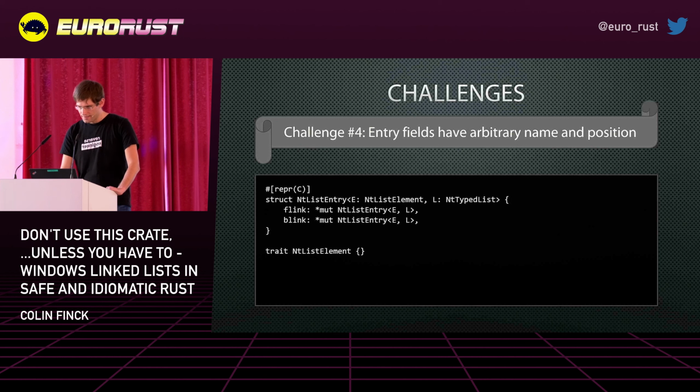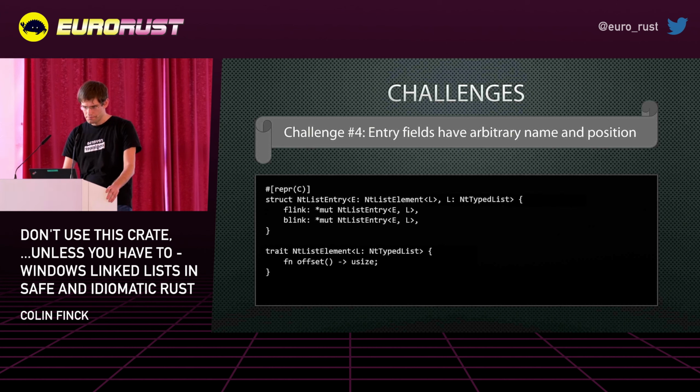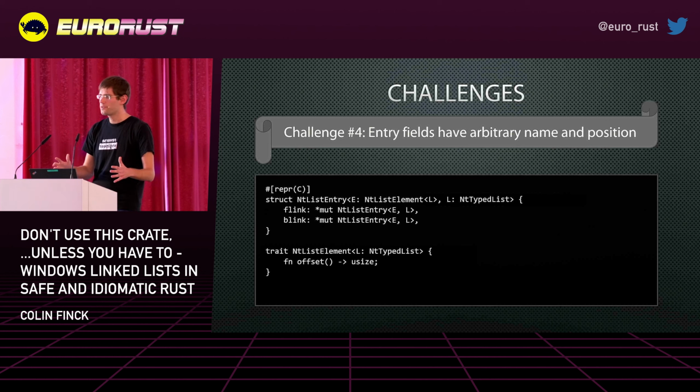Our challenges don't end here though. As we just saw, entry fields can also have arbitrary names and positions inside the structure. So how do we get the right field? As we just saw, we have NT-list element, and what I now do is I add the L parameter to NT-list element as well, which allows me to implement NT-list element for all lists and also an offset method for every field inside the element list.